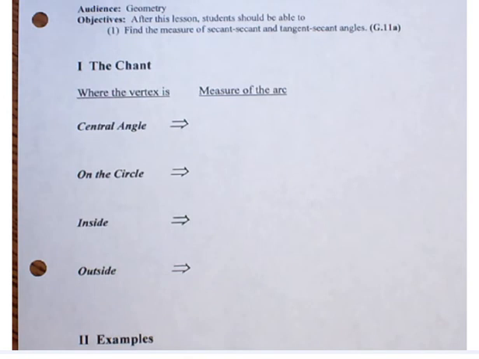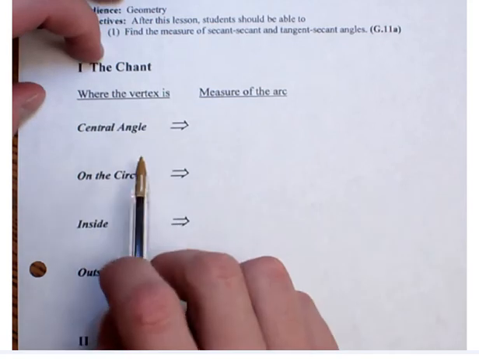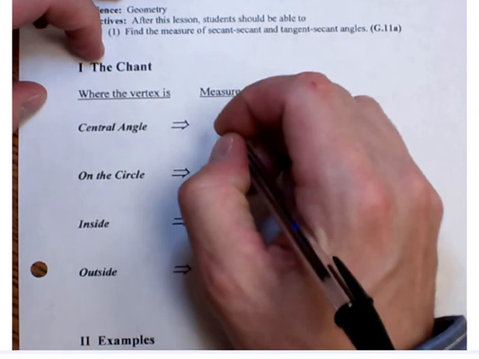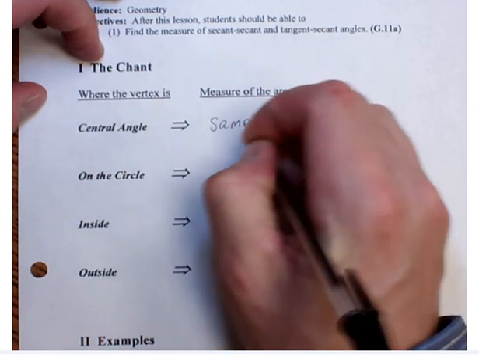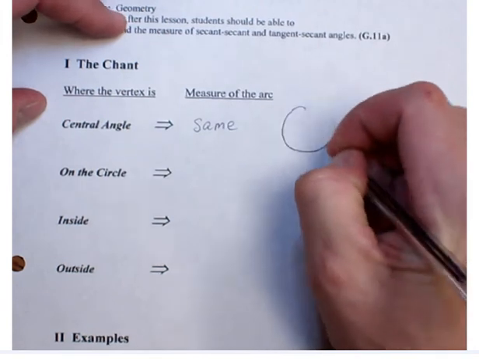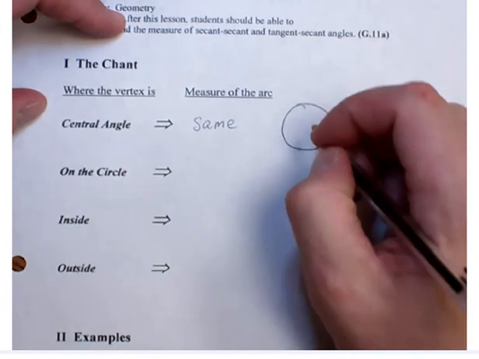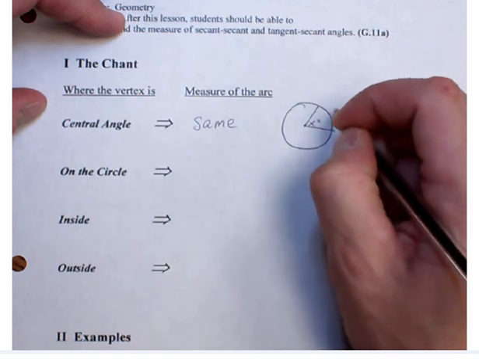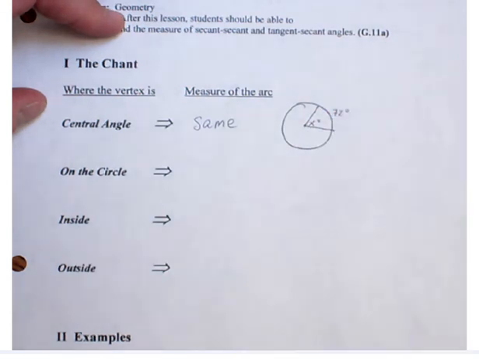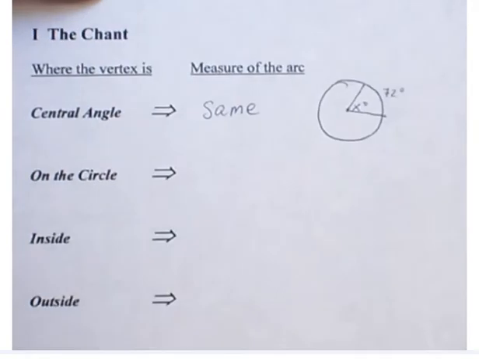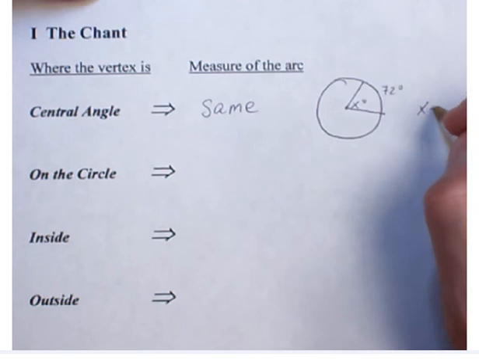Okay, let's summarize what we've talked about so far. When you have a central angle, if the vertex is at the center, then that angle measure is the same as the measure of the arc. As an example, if we have a circle, let's say the center angle is x degrees, and the arc measure is 72 degrees, then you know that x is equal to 72.